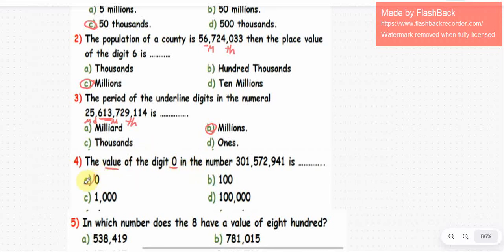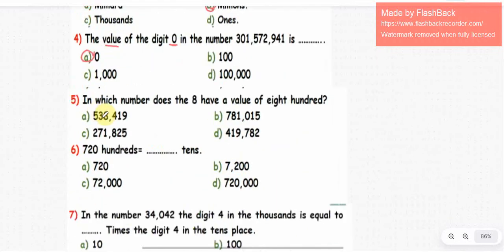Let's move to question number 5. In which number does the 8 have a value of 800? Let's see. Here 8 is in the 100s, here in the 1,000s, here in the 10,000s, here at ones, but here at what? 100. So I have to choose this.